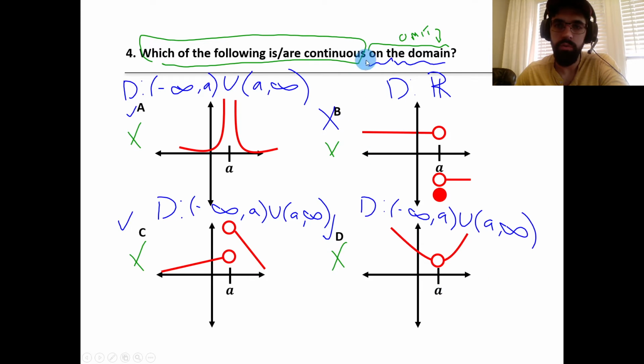Now, if you were to remove these 3 words from the question, if we just omitted them and just asked which of the following is or are continuous, we would say none of them are continuous, because we have discontinuity in each of the graphs at x equals a for one reason or another, whether it's removable discontinuity, infinite discontinuity, or jump discontinuity. So those last 3 words really do change the question a lot. And if interval notation looks new to you, this is something you definitely want to brush up on and be familiar with.